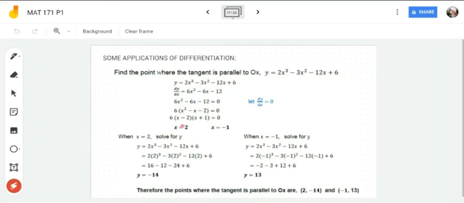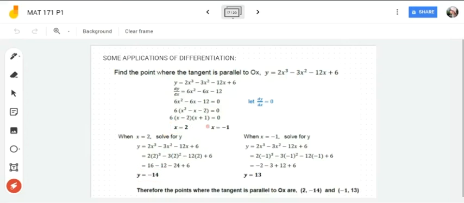After that, we will be substituting these values into your original equation, or your function. Therefore, substituting x is equal to 2 to solve for the y coordinate. So your y is equal to 2x cubed minus 3x squared minus 12x plus 6, and then substitute the 2 for the x. So your y is equal to 2 times 2 cubed minus 3 times 2 squared minus 12 times 2 plus 6. And then if you simplify this, it will become 16 minus 12 minus 24 plus 6, and then your y will be negative 14. Okay, so the first point is at (2, -14).